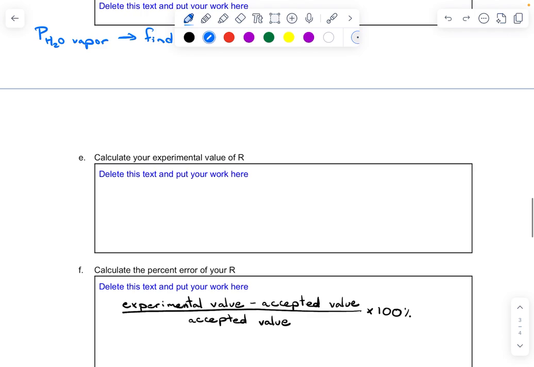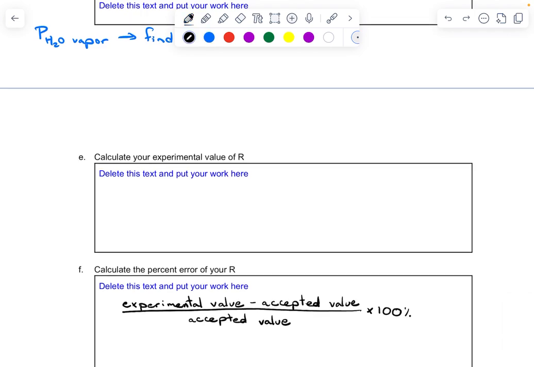Then you're going to find R. Now, we all know that PV equals nRT. And I know many of you are like, wait, Dr. Ricker, R is a known. Why are we trying to find R? Well, we're experimentally finding this constant and seeing how closely we can get to it. Okay, so if we rearrange this, we divide by nT. So now we have this equation, R equals PV over nT.